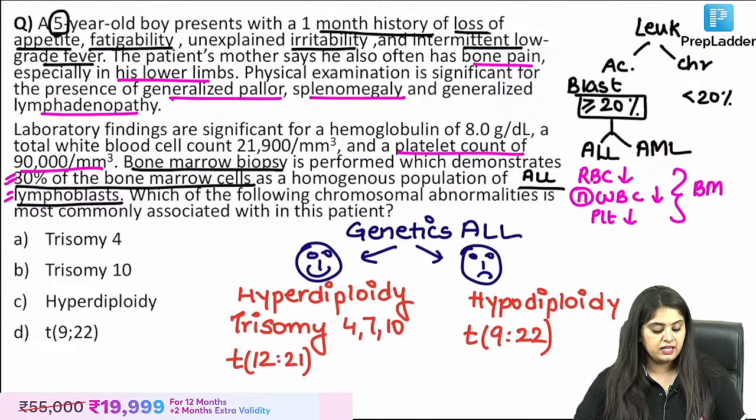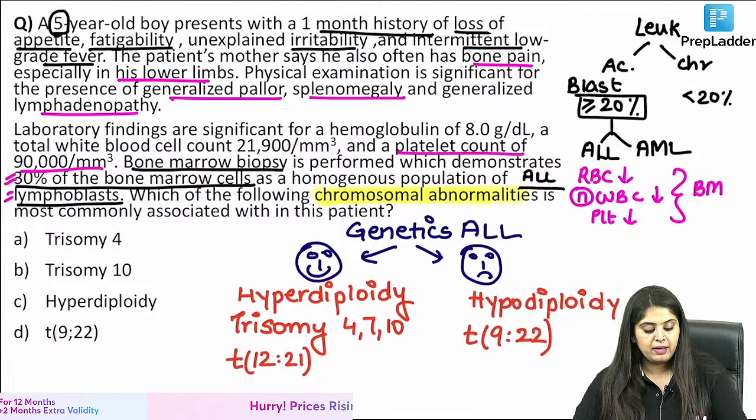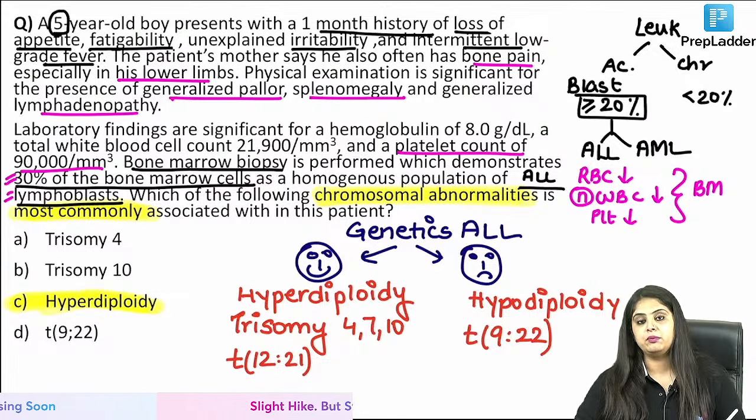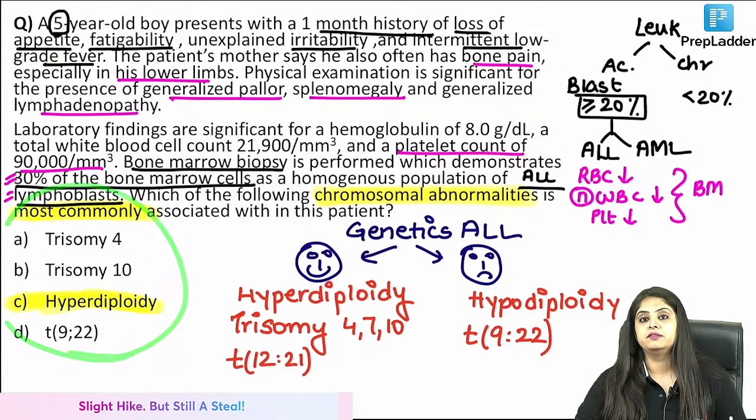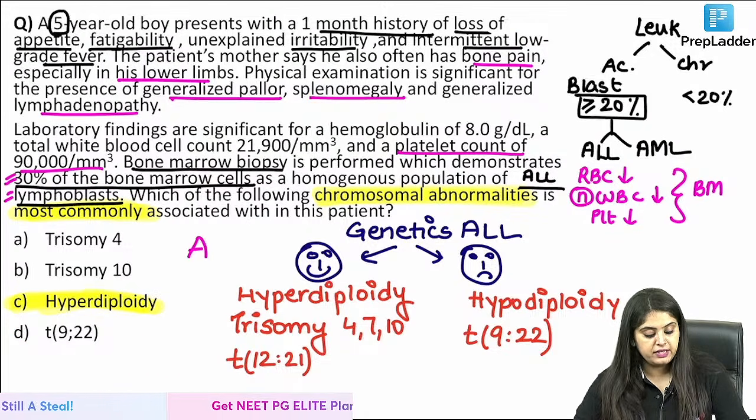Now in ALL, they will ask you, which are the chromosomal abnormalities which is most commonly associated with this patient? It is going to be hyperdiploidy. All of these are associated with this patient. How do we learn the genetics of ALL?